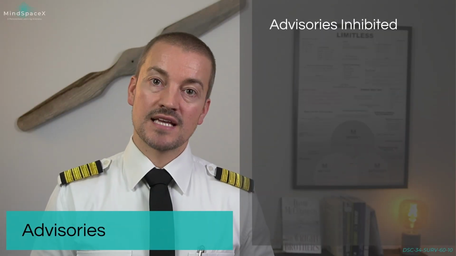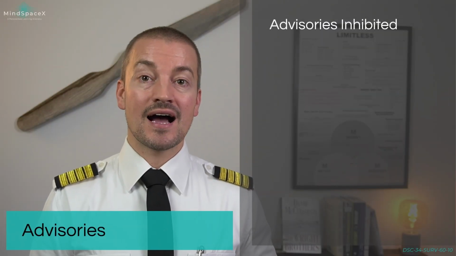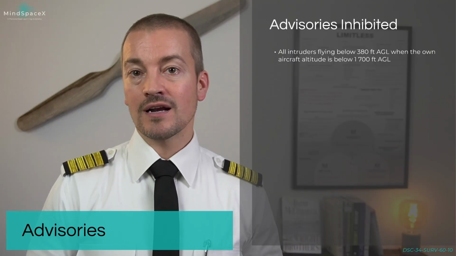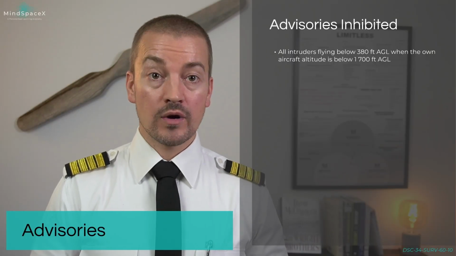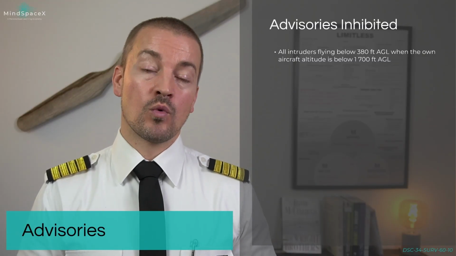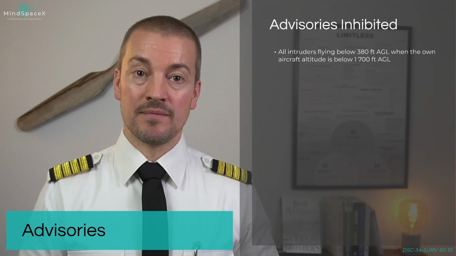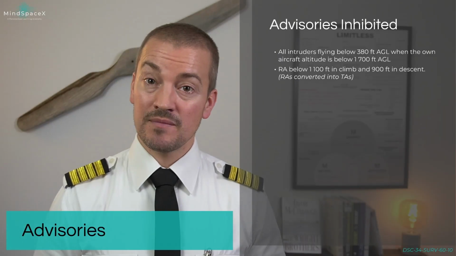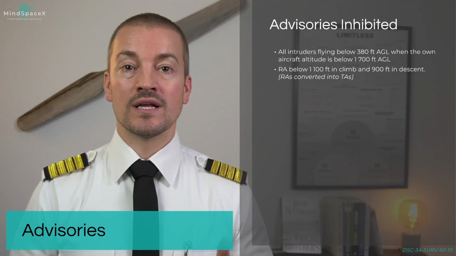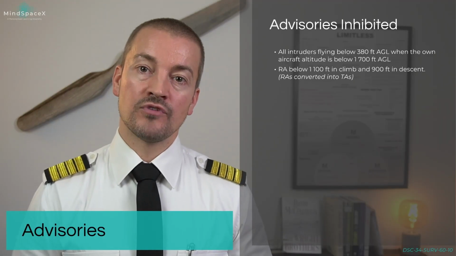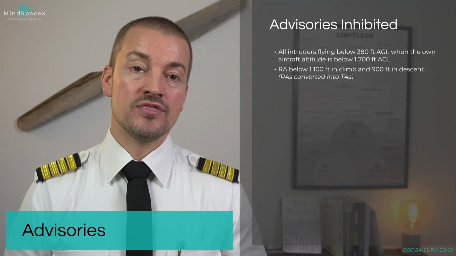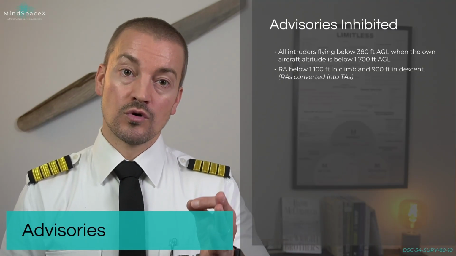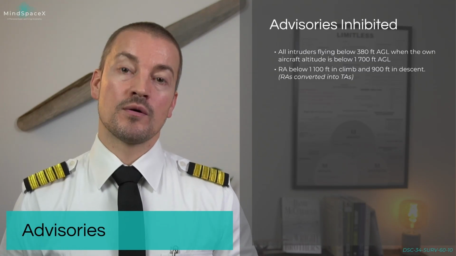In certain conditions, advisories, TAs and RAs are in fact inhibited. For example, all intruders flying below 380 feet AGL when your own aircraft is flying below 1,700 feet AGL are inhibited. Any RA below 1,100 feet when we are climbing or 900 feet when we are descending will be automatically converted into TAs, hence not giving the crew the resolution advisory to follow vertical commands for the aircraft.